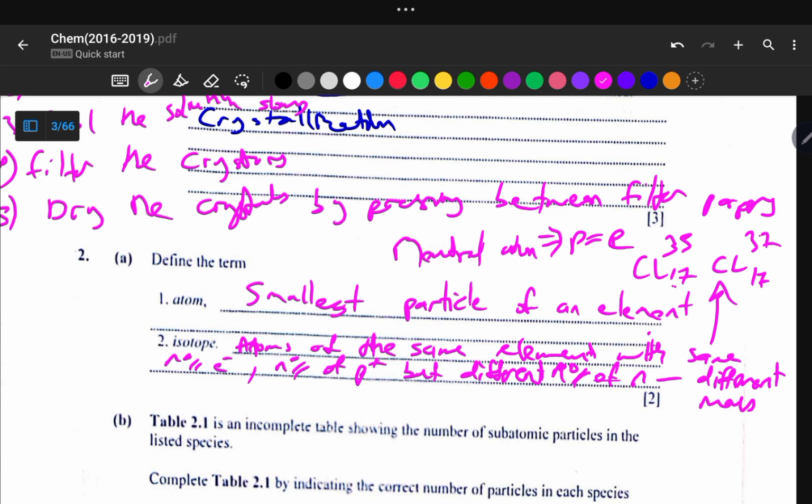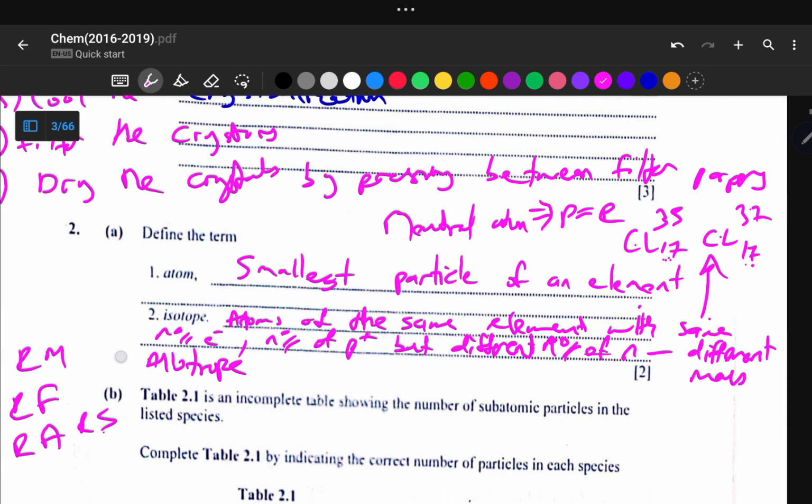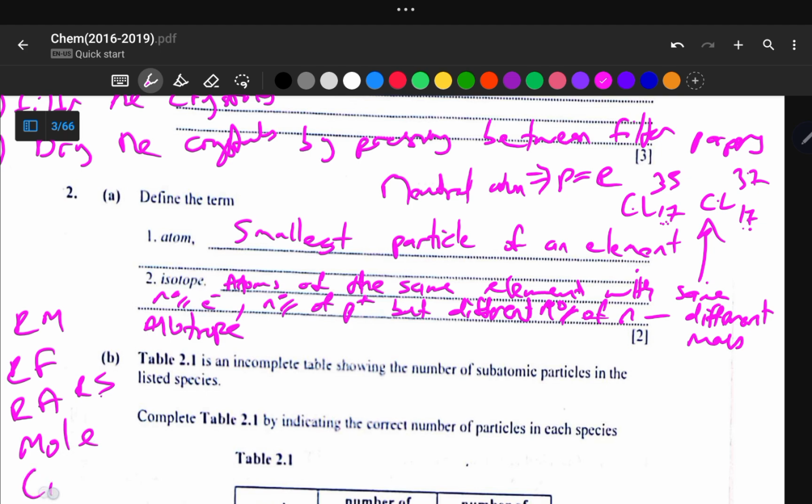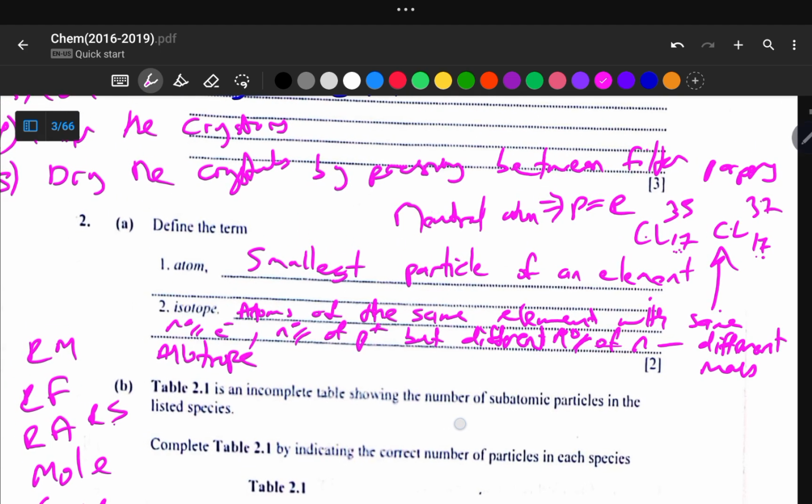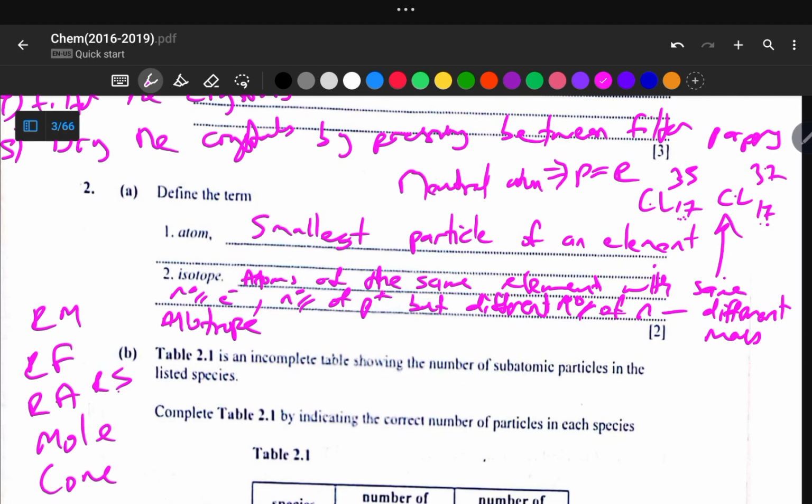So isotopes are defined as atoms of the same element. Here we've got chlorine, and here we've got chlorine, with the same proton number 17, same electron number 17, but different neutron number, which leads to different mass numbers. You should be able to define and give an example, and also define the terms allotrope, relative molecular mass, relative formula mass, relative isotopic mass, relative atomic mass. You should also be able to define the terms mole and concentration, right? These are terms which can be examined for your general fundamental principles of chemistry.